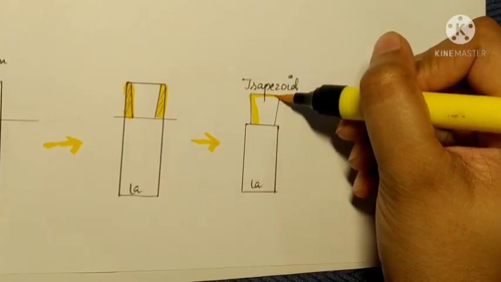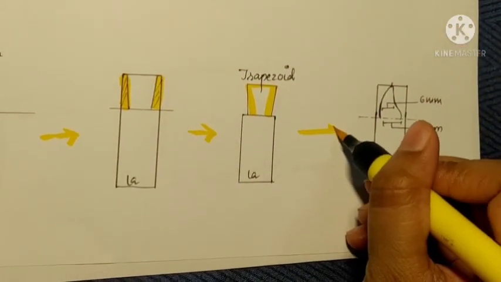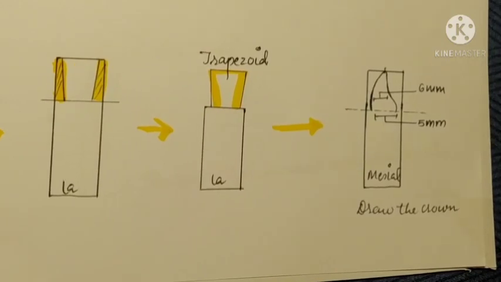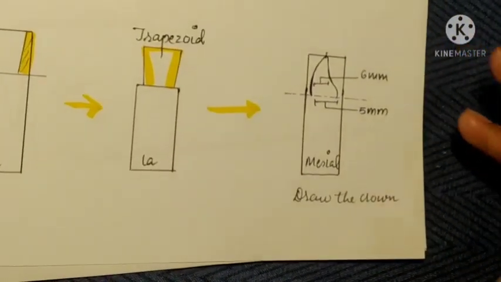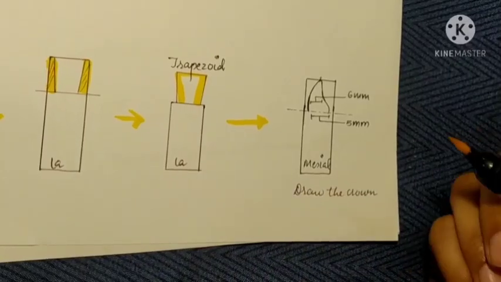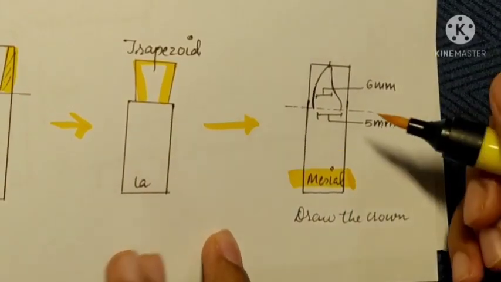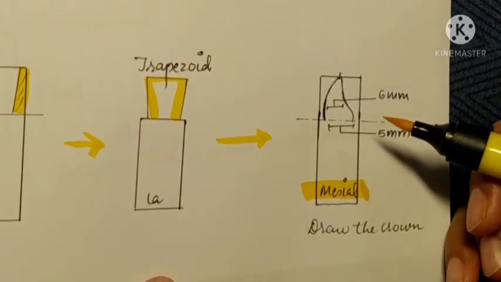This is a trapezoid. In this trapezoid, we are going to mark our crown, then we will carve it. So far, from the mesial side, this all was going through the labial side. Now we are moving towards the mesial side, and in the mesial side, we are going to mark our crown portion.